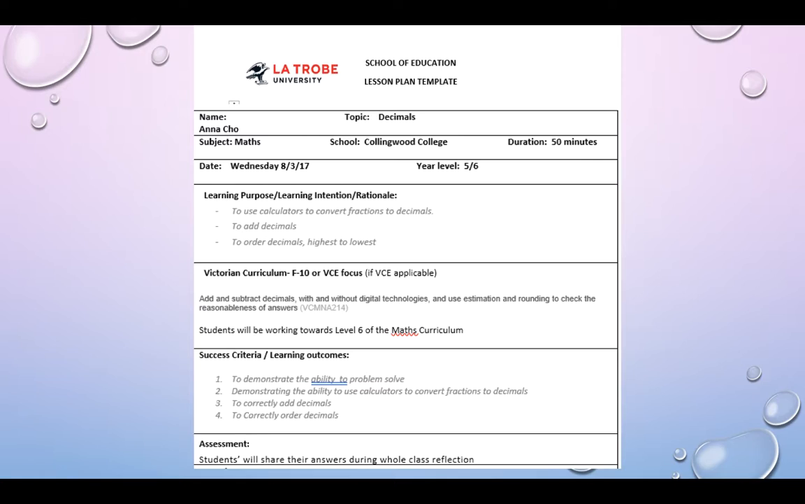The success criteria includes to demonstrate the ability to problem solve, to use calculators to convert fractions to decimals, to correctly add decimals, and to correctly order decimals. The assessment will take place in whole class reflection, where students will share their answers.